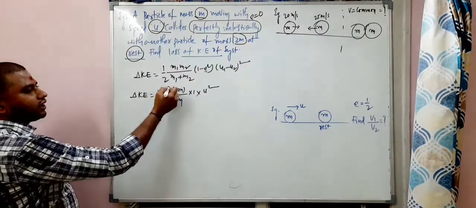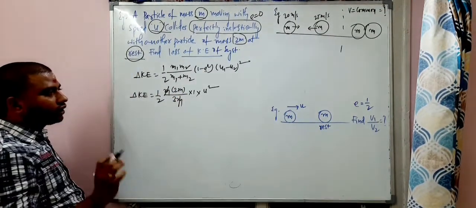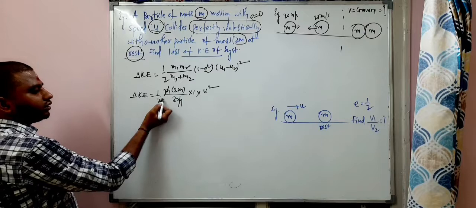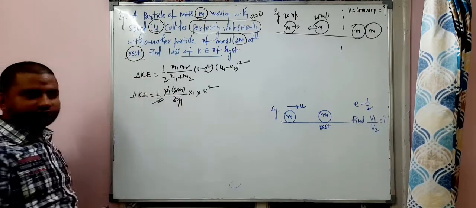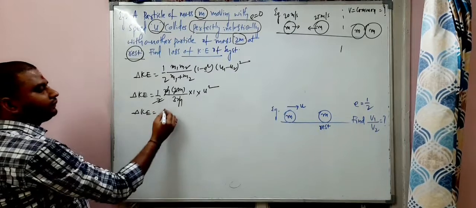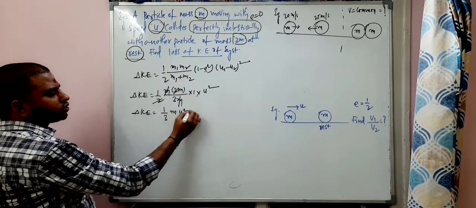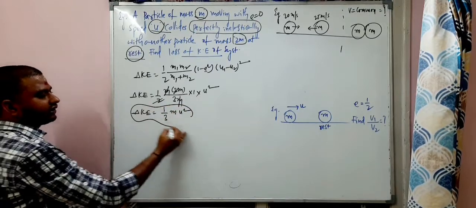Now m and 1m cancel. Okay, so here 2 also cancels. So the loss of kinetic energy is 1 by 3 m u square. That's the loss of kinetic energy.